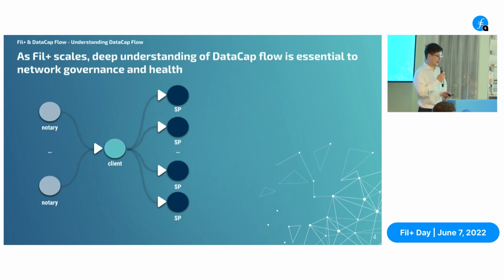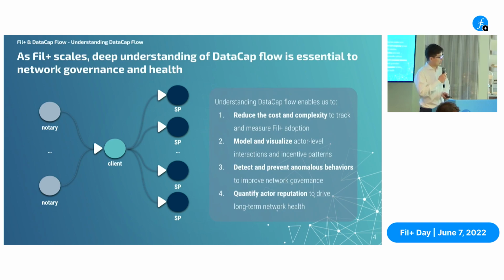I think we would argue that as Fil+ scales, it is very imperative for us to understand how the data cap flows throughout the ecosystem. So here on the slides, you see a pretty simple bow tie graph. So you have your data cap flowing from Notary to clients to their data cap applications, and then from clients ultimately to storage providers to data cap spending. So that's a very simplified framework of basically how data cap works.